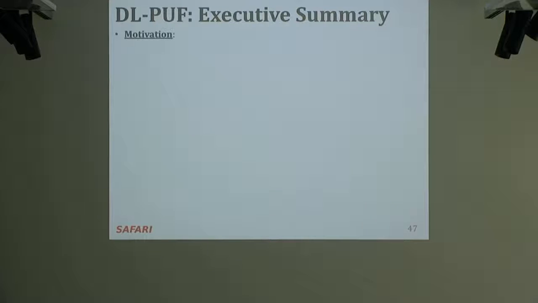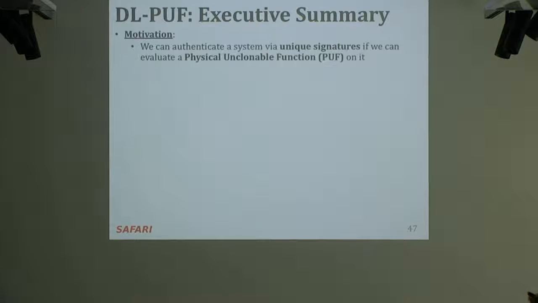Okay, so let me give you the executive summary. I'm not going to, again, go into a lot of detail, but what is the motivation for a physical unclonable function? It's really used for authentication. So you can authenticate a system via unique signatures if you can evaluate a physical unclonable function on it. And physical unclonable function means that you execute a function that's not clonable in some other way.